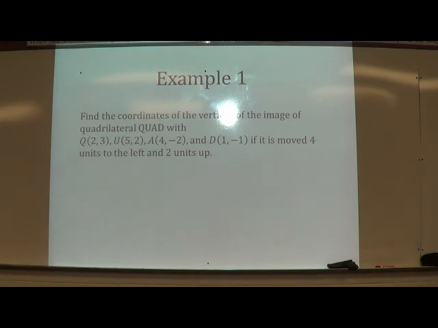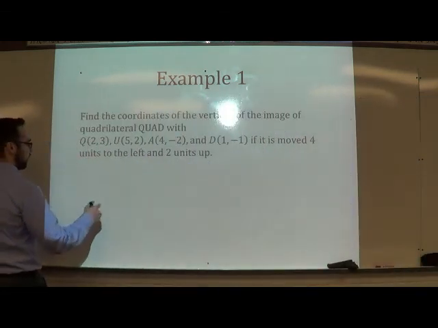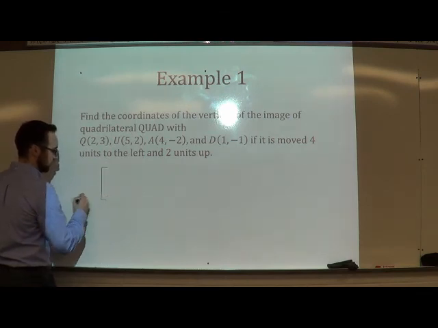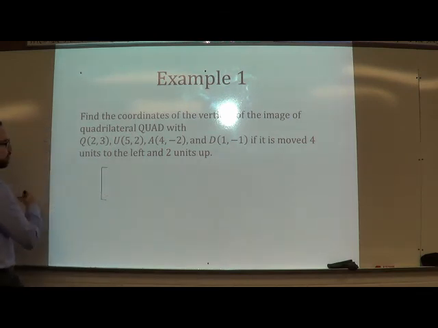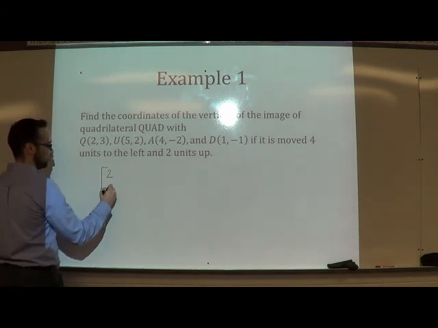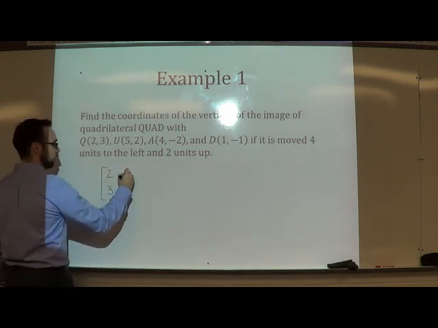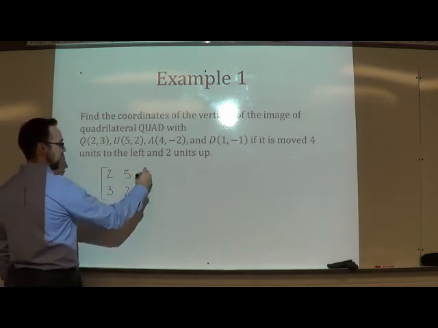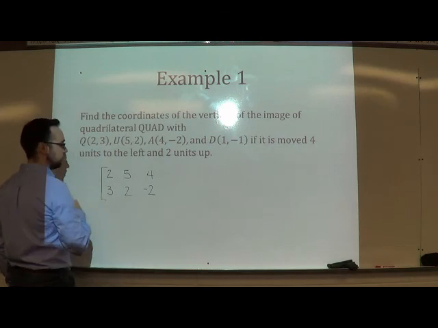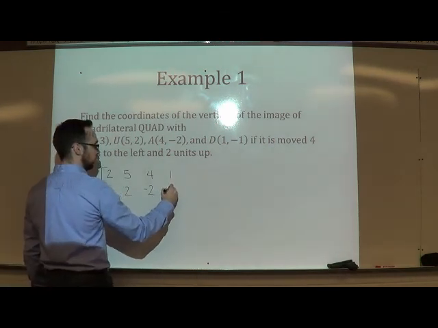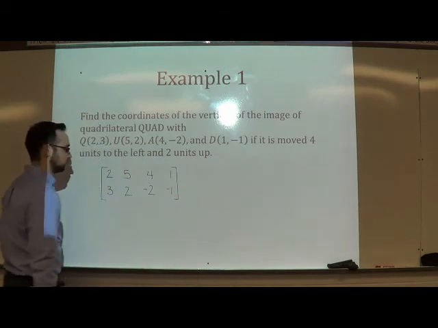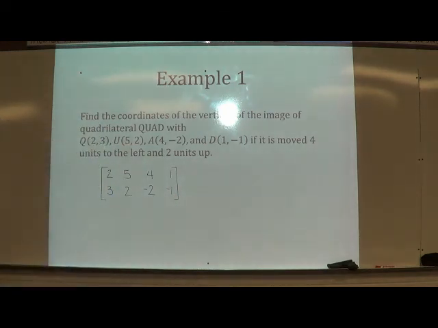So they're asking us to find the coordinates of the vertices of the image of quadrilateral QUAD with these vertices. So first we're going to start by writing our vertex matrix. Again, x's are on the top, y's are on the bottom. So for point Q, we would have 2, 3. U would be 5, 2. A is 4, -2. And D is 1, -1. So there's our vertex matrix.